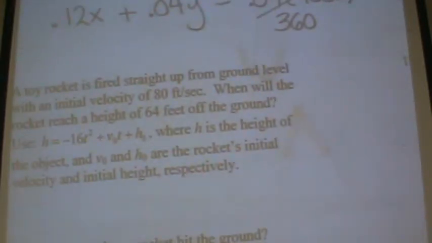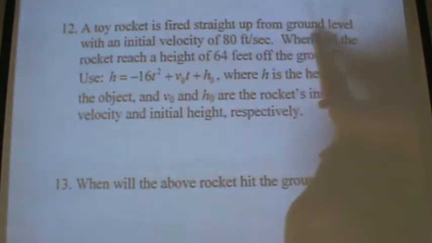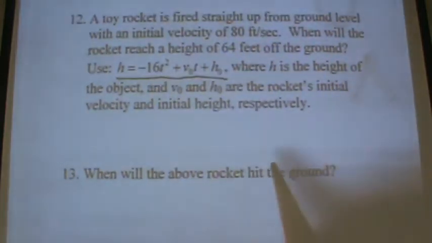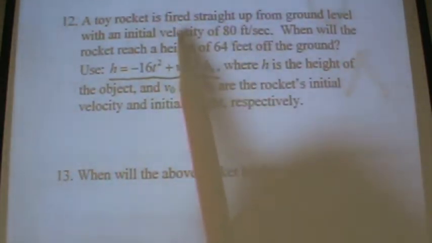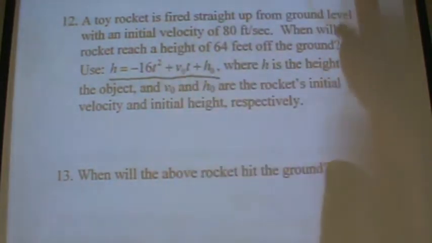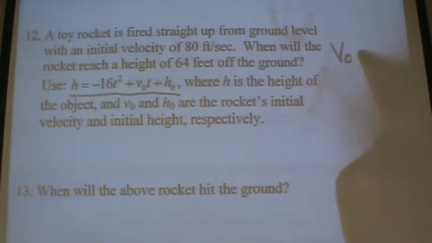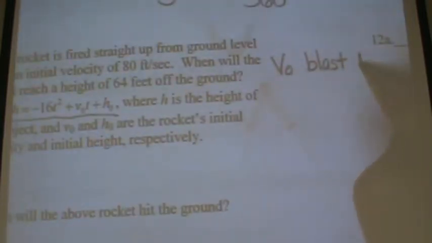Okay, number 12. A toy rocket is fired straight up from the ground level. This equation will be given to you. Now, if you blast something up in the air, blast it from below, your velocity is going to be positive. You just got to know this.